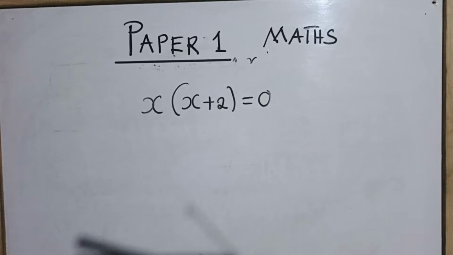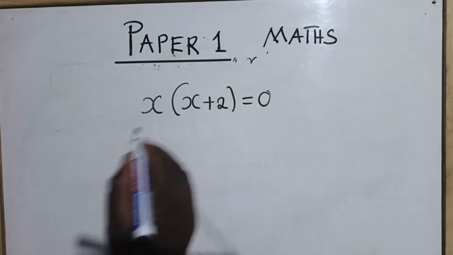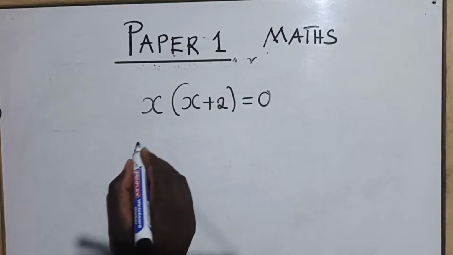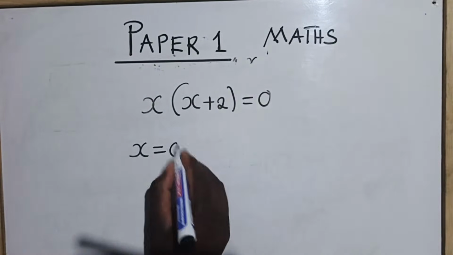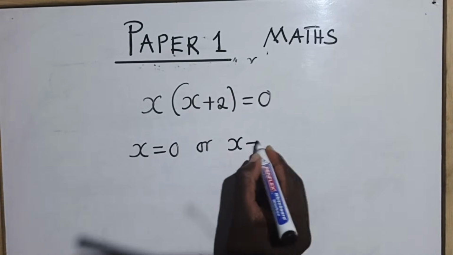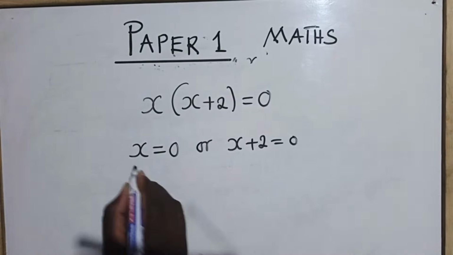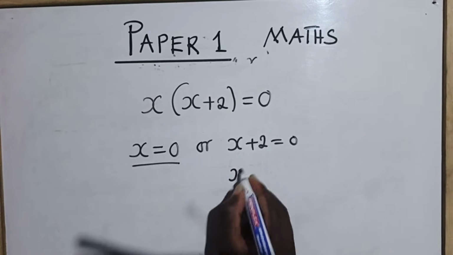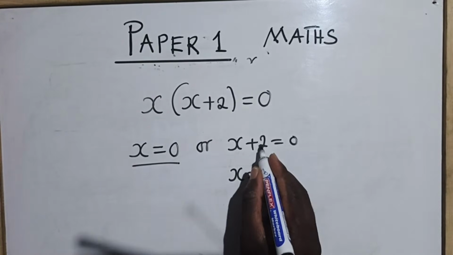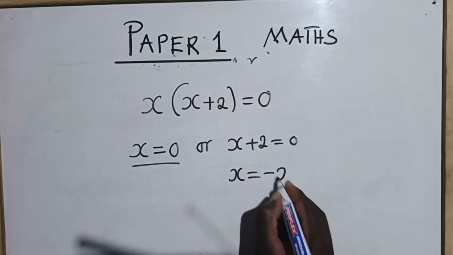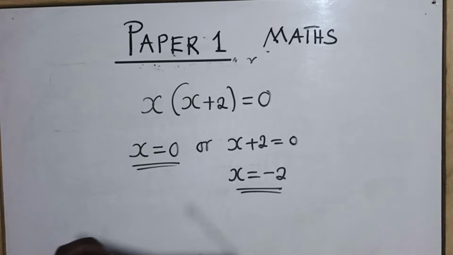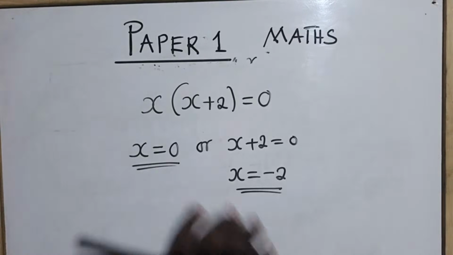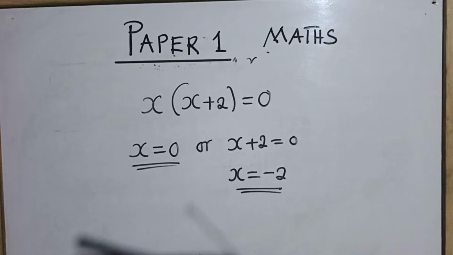All right, so to answer this question, we're just going to say this is a quadratic equation. You're going to say x is equal to 0, or x plus 2 is also equal to 0. So this is one of the solutions. The other solution, you just bring the 2 to the other side. It will be minus 2. And these are the two solutions. So in case you got stuck right here, know that these are the two solutions you needed to find.